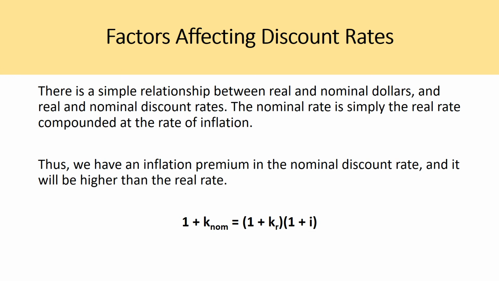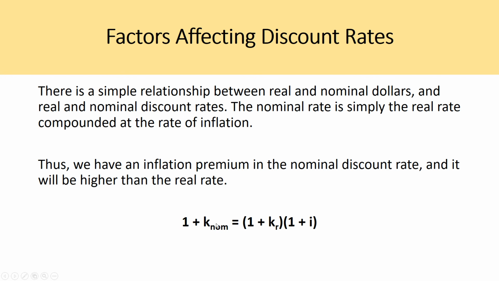So there's a simple relationship between real and nominal dollars and real and nominal discount rates. The nominal rate is simply the real rate compounded at the rate of inflation. Thus, we have an inflation premium in the nominal discount rate, and it will be higher than the real rate, right? So 1 plus K, our nominal rate, equals 1 plus K, the real rate, times 1 plus I, the inflation rate.